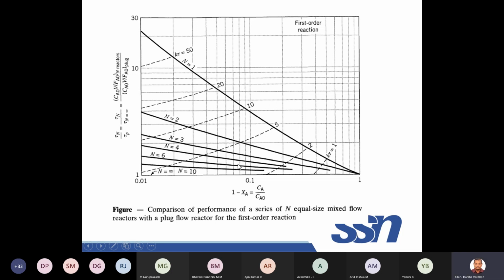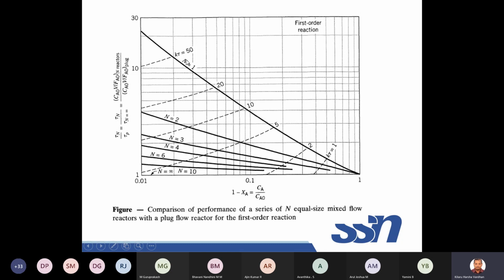So for a first order reaction, these are the curves. This is n equal to 1, the first tank. This is the second tank, 2 tanks in series, 3 tanks in series, 4 tanks in series, 6 tanks, and as the number of tanks tends to infinity, it is this particular curve, right? So this is for the first order reaction.